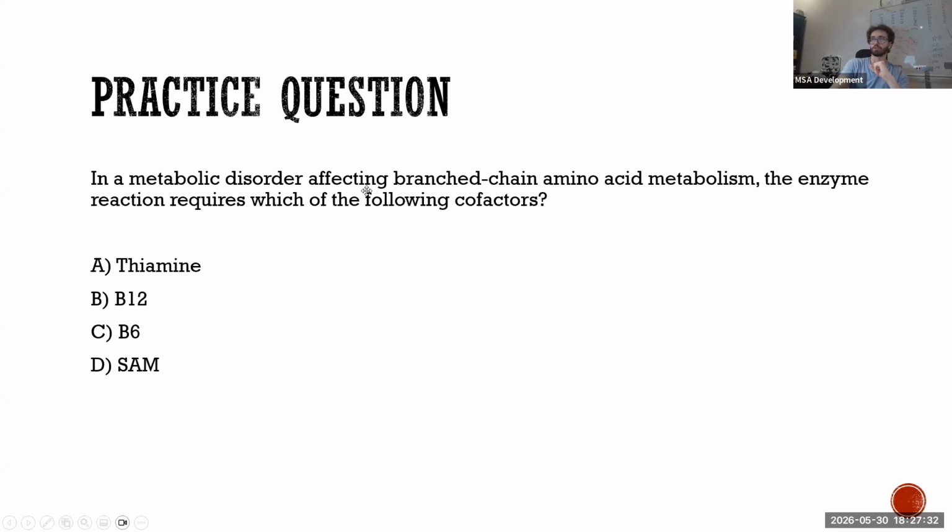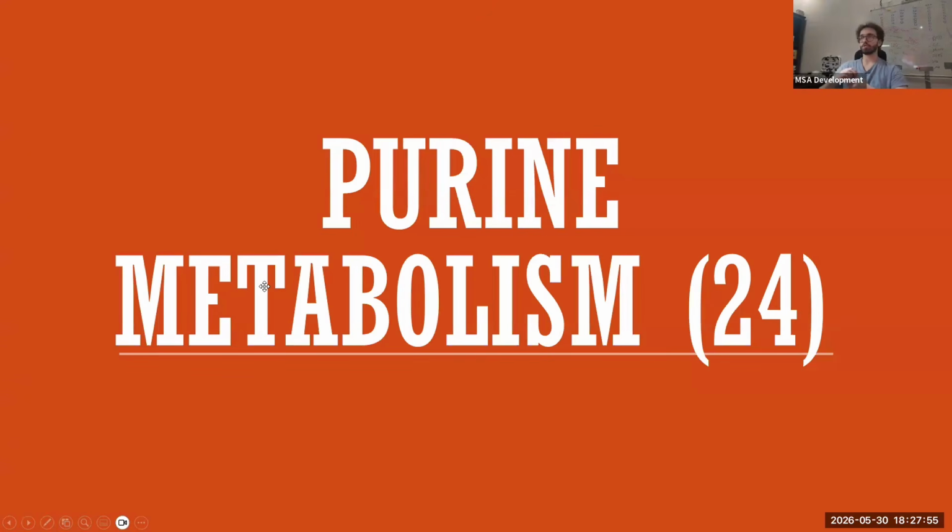A disorder affecting branched-chain amino acids. The enzyme requires which cofactor? We know it: B1, B2, B3, B5, lipoic acid. One of them, which happens to be in the choices, is thiamine. That's why, guys, in maple syrup urine disease, we give thiamine as a treatment. We already said that. Now the final two lectures: purine metabolism and pyrimidine metabolism.